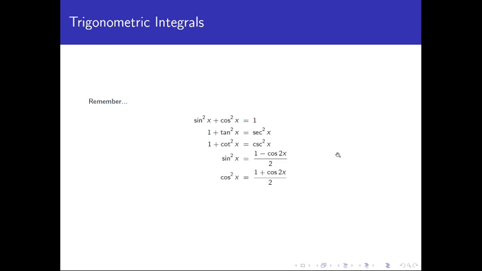A couple of other ones that pop up in these are what are typically referred to as the half angle formulas or the power reducing formulas. Sine squared x can be written as (1 minus cosine 2x) over 2, so this is why it's half angle. Notice that the argument in the cosine is double the argument in the sine. And then cosine squared x is (1 plus cosine 2x) over 2.